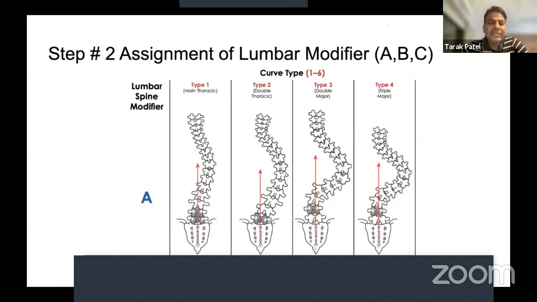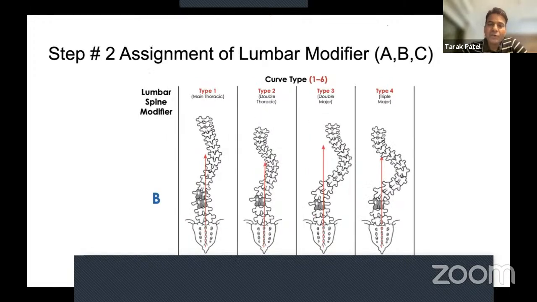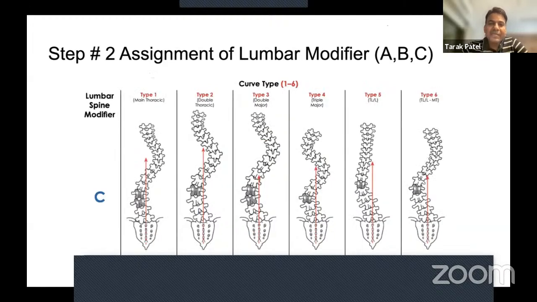So here we can see it. On the top of the chart, we can see the different types of the first step, basically type 1, 2, 3, and 4. And if you see at the bottom of the curve, all the CSVL is passing between the pedicles of the apex of the lumbar curve. So these are A. Here, these are all examples of the lumbar modifier B. And this is basically type 1, 2, 3, 4, 5, 6. All types can have the lumbar C modifier.